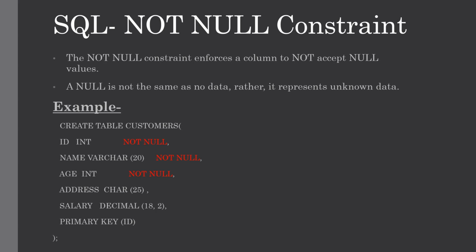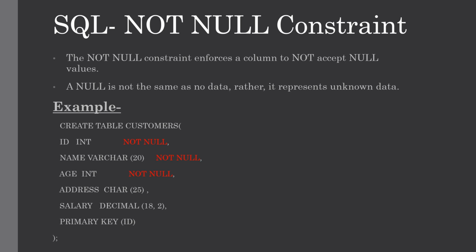In this tutorial I am going to explain what a not null constraint in SQL is and how we can use it with some simple examples. A not null constraint enforces a column to not accept null values. A null value is not the same as no data, rather it represents unknown data. This enforces a field to always contain a value, which means that you cannot insert a new record or update a record without adding a value to this field.